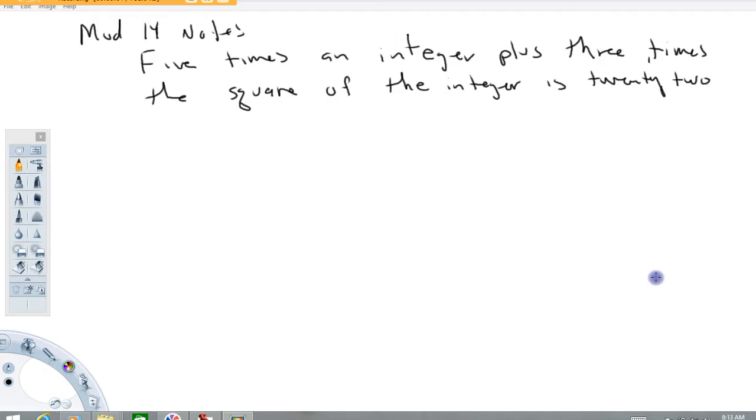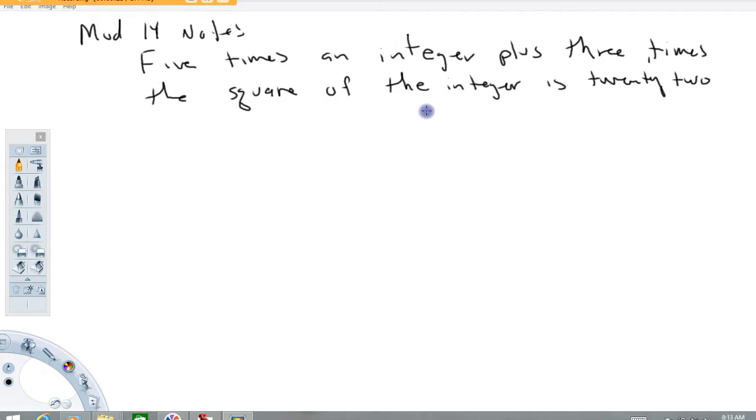I'm making this video here to help you out with Module 14.4, the application problems. And we're going to start by taking a look at this one. It's the second one down on the page if you have your handout. And it says 5 times an integer plus 3 times the square of an integer is 22.